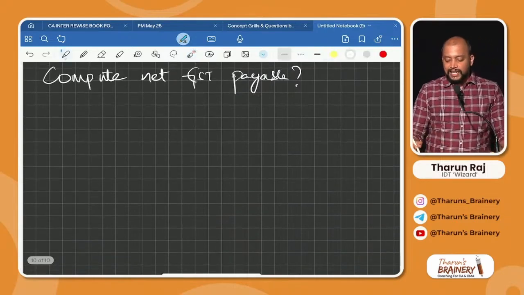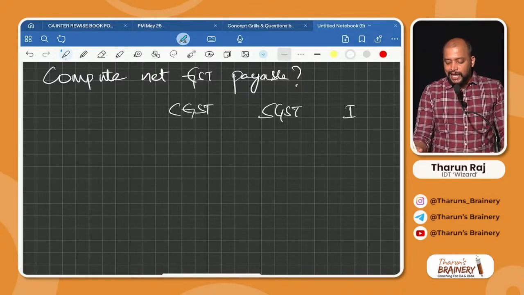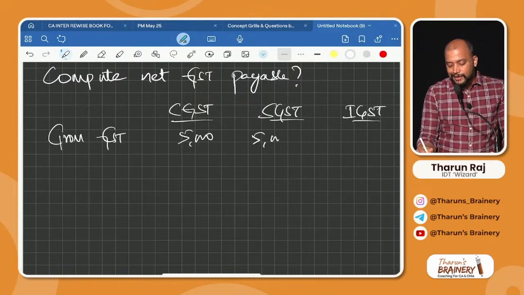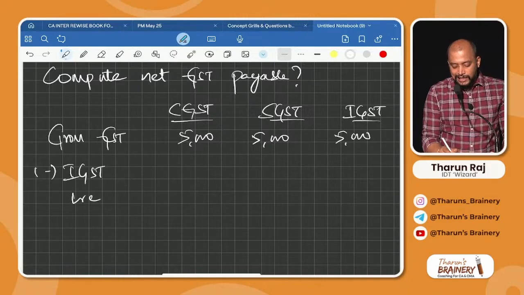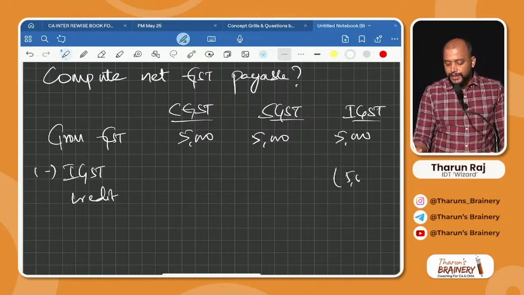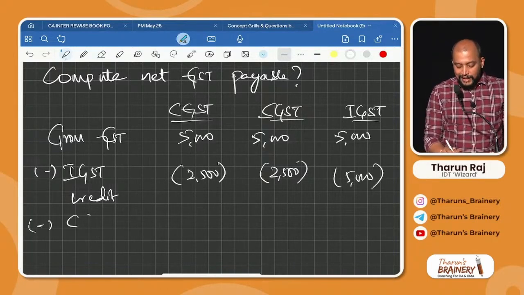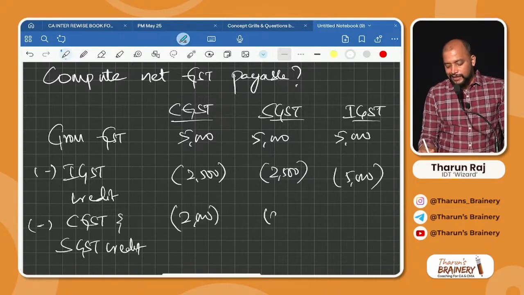So what is the correct way of doing the answer in this case? CGST, SGST, IGST. Gross GST payable is 5,000, 5,000, 5,000. First IGST credit. How will I use it? 5,000 I will use first. Thereafter I will use 2,500, 2,500, and then the respective credits, CGST and SGST credit, how much? 2,000 and 2,000.